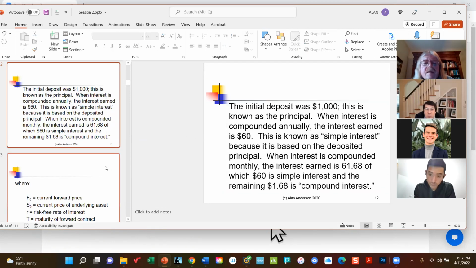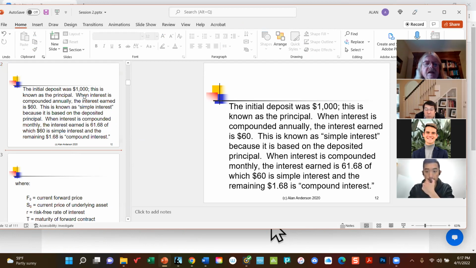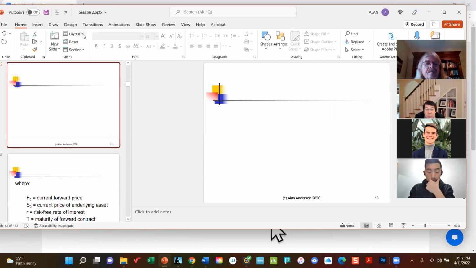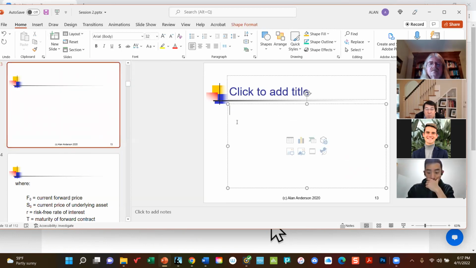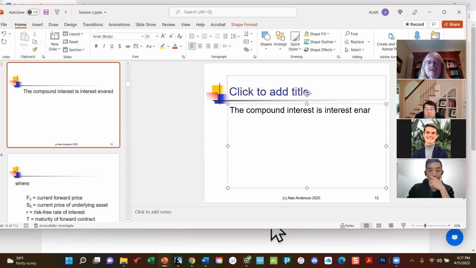So we call that compound interest because what that reflects is that each time you get interest during the year, you're getting interest based on some of the principal, but also some of the interest you've earned up to that point in the year. So in other words, compound interest is interest earned on previously earned interest.